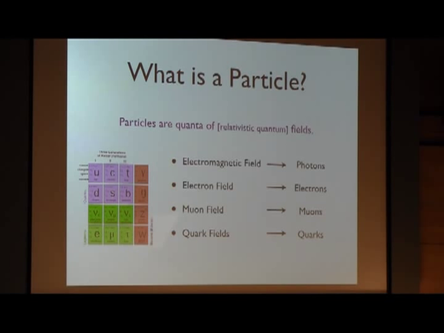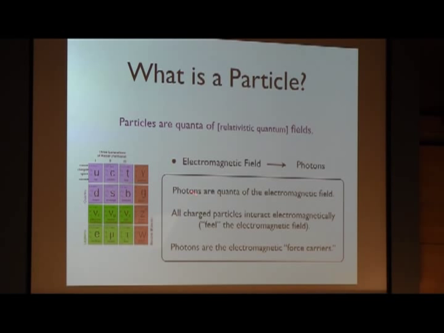So there's an interesting relationship, though, between the quanta of the field and the field itself, especially for the force carriers. So photons are quanta of the electromagnetic field. I've put photons here, they're over in this bosons, or force-carrying particles section of this chart, right? And the reason is that photons are force carriers of the electromagnetic force. But particles that interact electromagnetically are particles that are electrically charged.